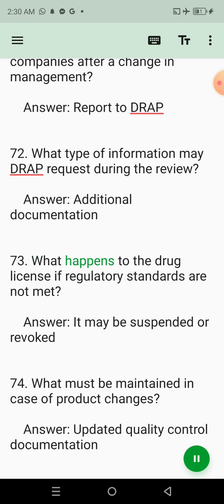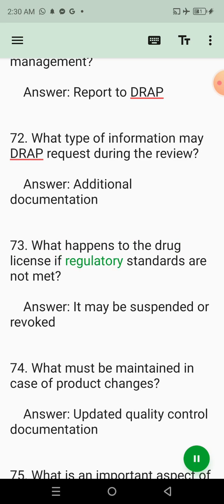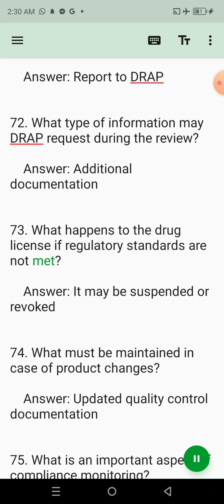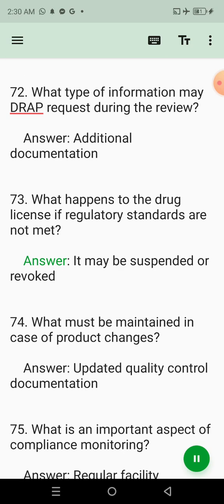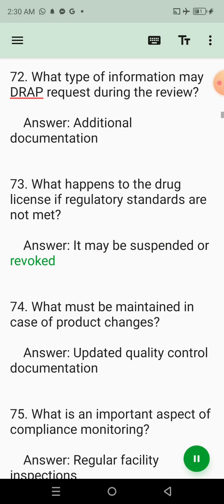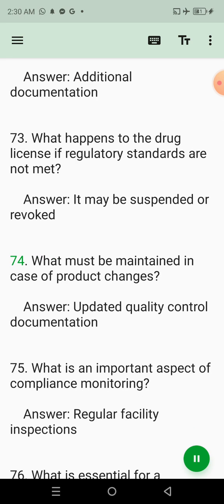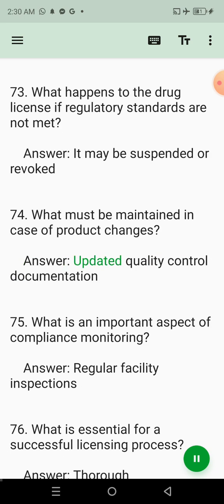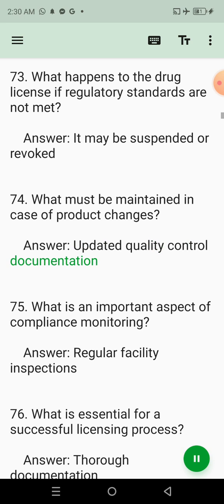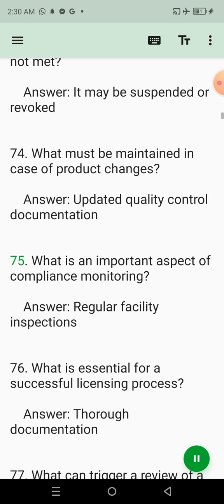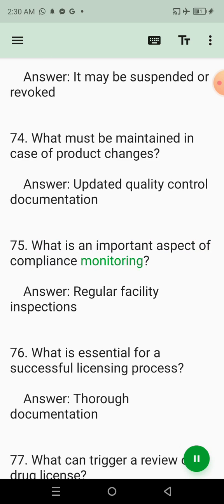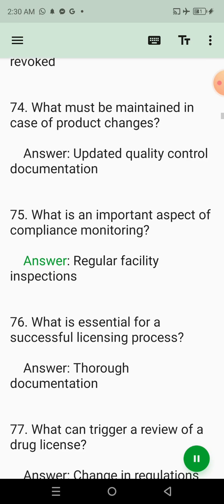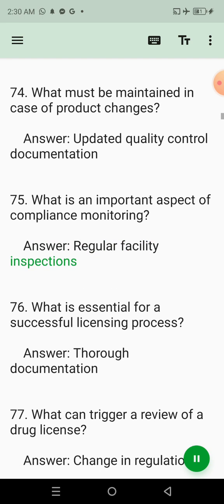73. What happens to the drug license if regulatory standards are not met? Answer: it may be suspended or revoked. 74. What must be maintained in case of product changes? Answer: updated quality control documentation. 75. What is an important aspect of compliance monitoring? Answer: regular facility inspections.